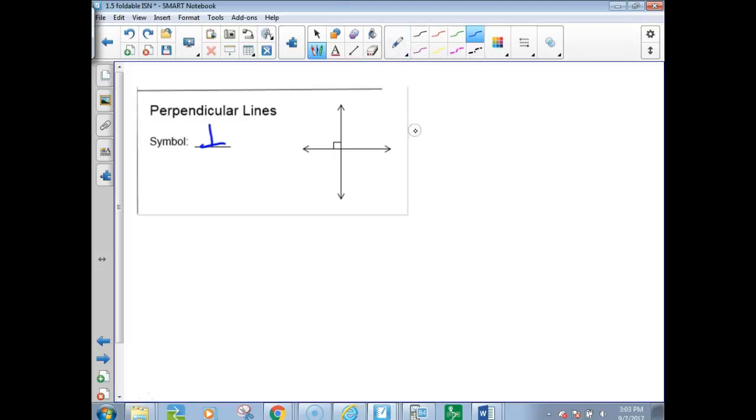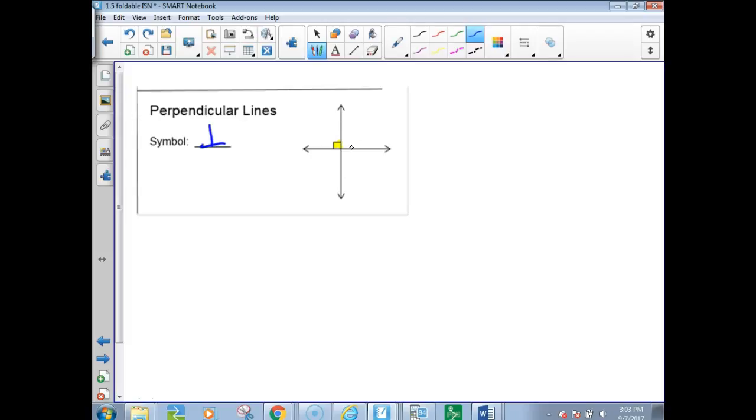You need to know these words. If you don't know the vocab in this class, it is a disaster, because you won't know what you're being asked to do. If I say draw two perpendicular lines and you don't know what perpendicular means, how can you do it? You can't.